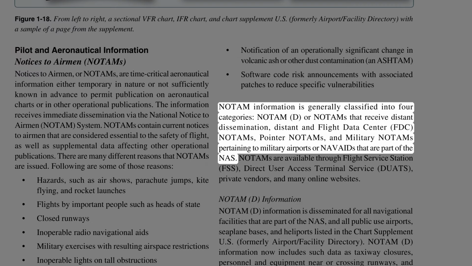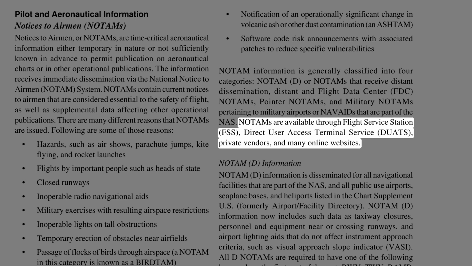NOTAM information is generally classified into 4 categories: NOTAM D, or NOTAMs that receive distant dissemination; Flight Data Center (FDC) NOTAMs; pointer NOTAMs; and military NOTAMs pertaining to military airports or NAVAIDs that are part of the NOS. NOTAMs are available through Flight Service Station (FSS), Direct User Access Terminal Service (DUATS), private vendors, and many online websites.